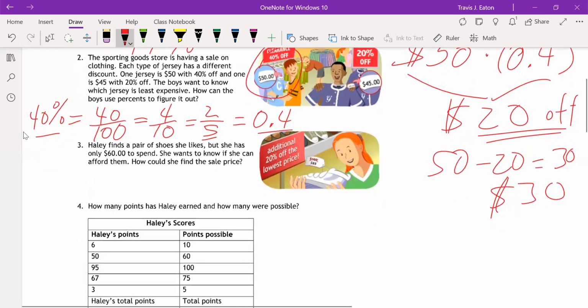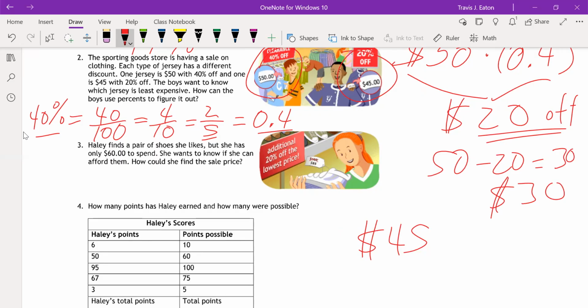Now, there's another way to look at this, and let's think about this a moment. The other person is holding up a jersey that is 20% off the $45. Now let's look at this as a different sort of strategy. We're going to take that $45. If we take 20% off out of the 100%, 20% from 100% is 80%, because that's what we're left with.